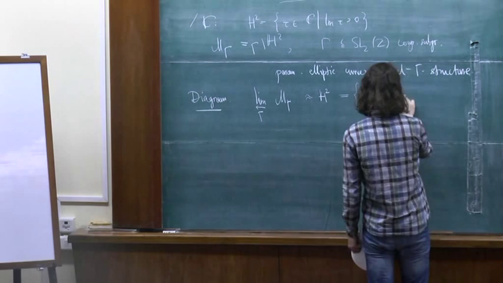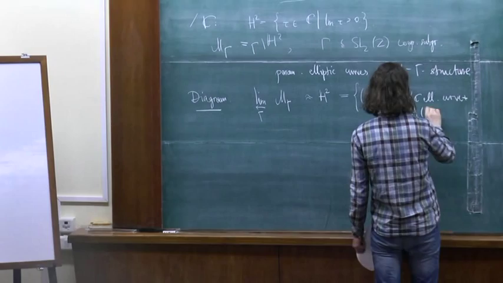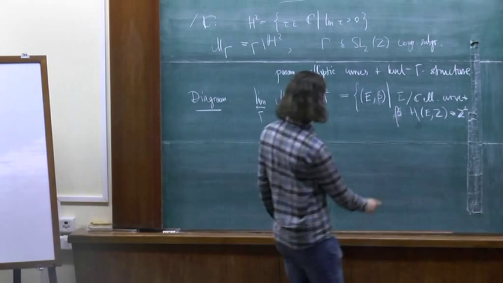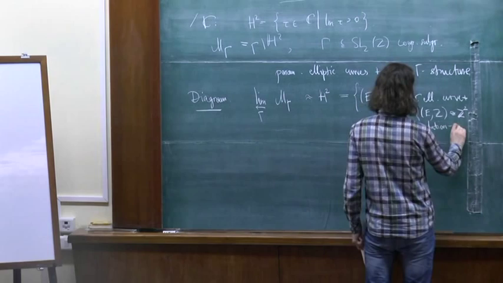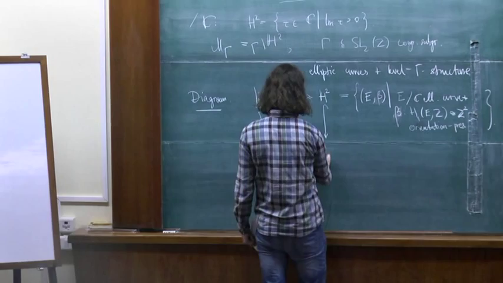Where E over C is some elliptic curve, and beta is a trivialization of the first homology of E. And in fact, if I only want the upper half plane, I need to assume that this is orientation preserving. And so by its very definition, this complex upper half plane sits inside the projective line over the complex numbers.